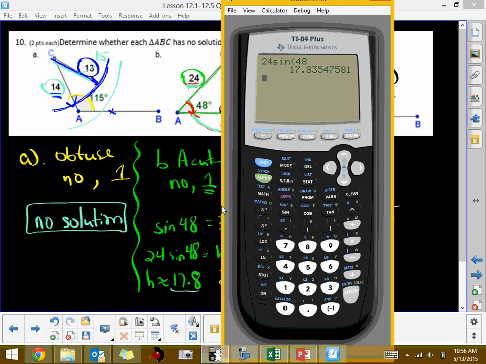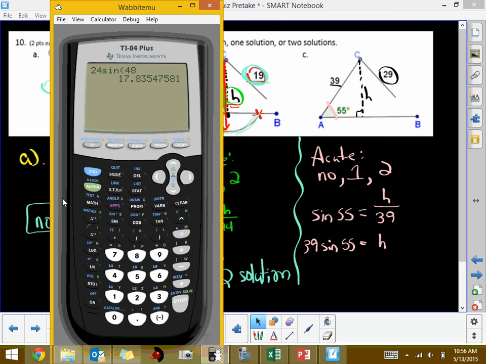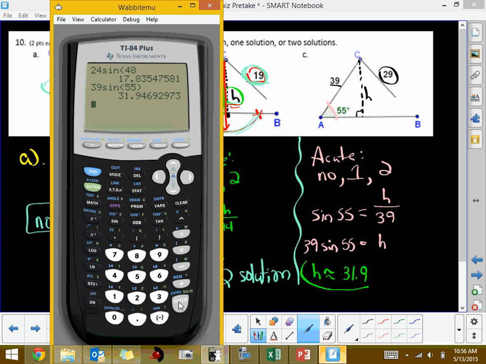So we're going to take 39 times the sine of 55 and get our value. It's the shortest path possible, so our height has to be approximately 31.9 units long in order to even form a triangle. Well, this 29 is shorter than that, so if we swing this, it'll never form a triangle. So this is a scenario where you have no solution once again.